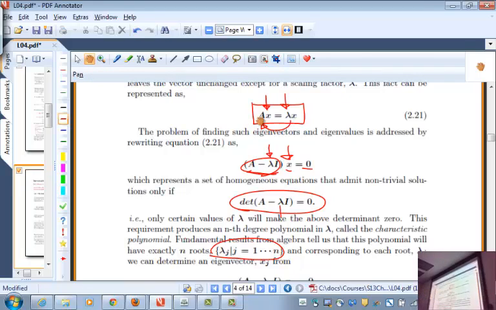Now, eigenvectors are not uniquely determined. Only the direction is determined. The magnitude is arbitrary. When you put back the eigenvalue here, you will notice that you will have n equations, but they will be linearly dependent. So you fix one of the components of x, x1, as an arbitrary number, and you can solve for the remaining n minus 1 by n minus 1 matrix.